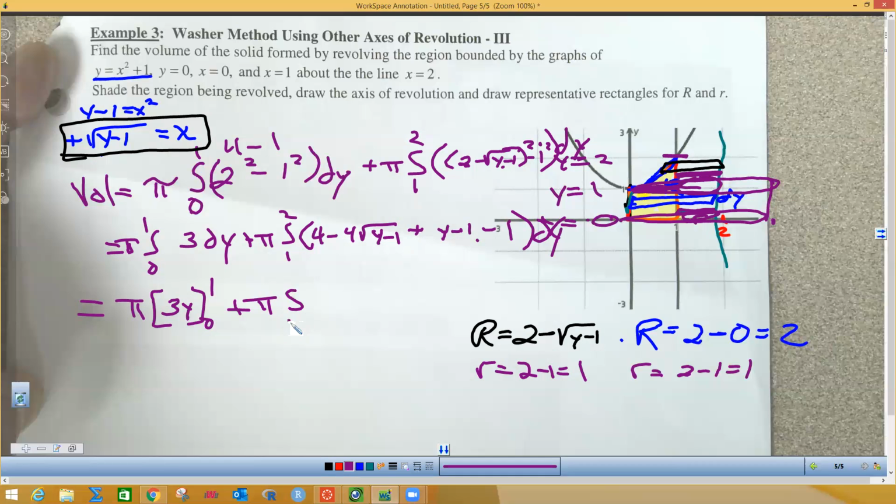So it's going to be the integral of 1 to 2. And then I got 4 minus 1 minus 1. That's 4 minus 2. So that's going to be a 2. And I got a minus 4 radical. I guess I should do this.